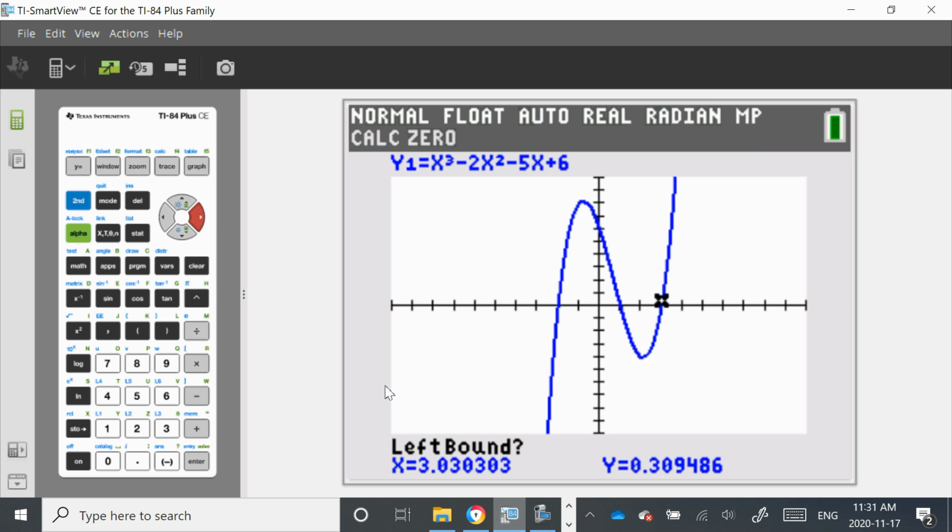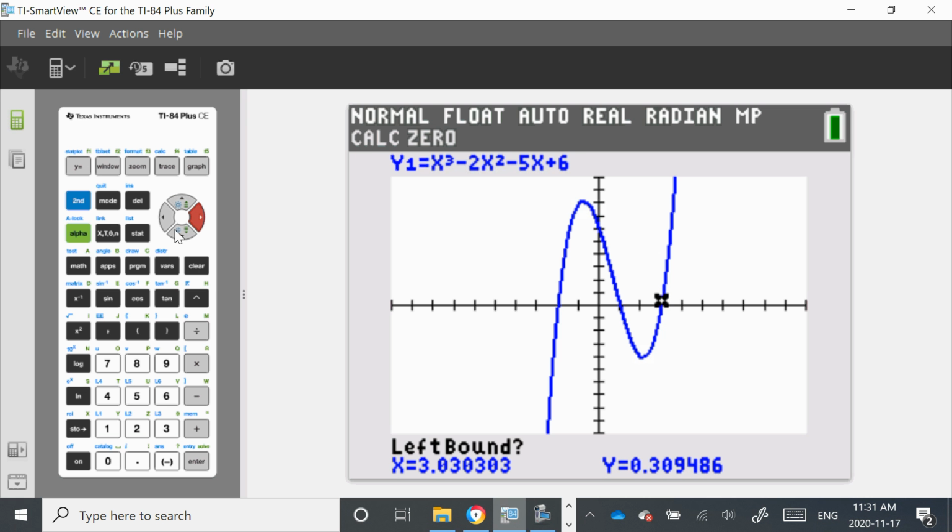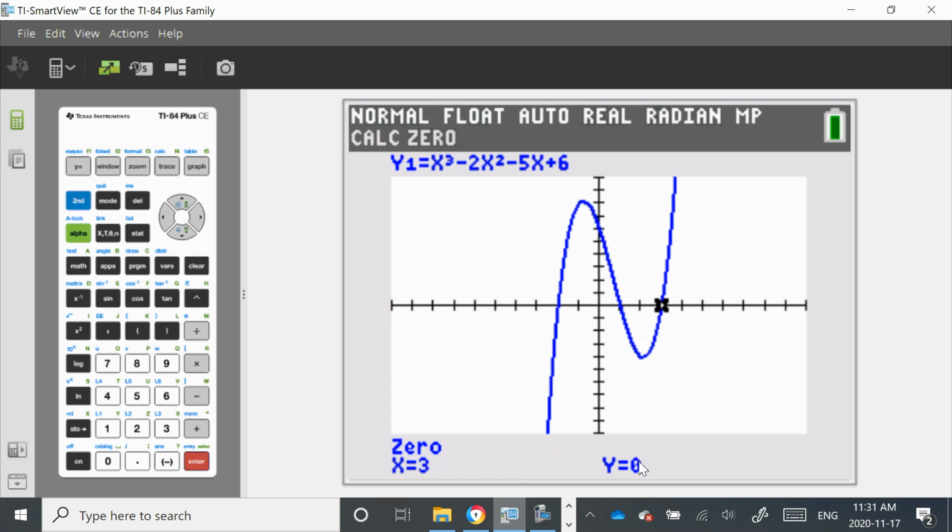Okay, I'm close to the 0. I always go left of the 0 first, which would be there, and I go back to my 0, and it wants me to go now right of the 0, so I'm going to go above it by hitting the right button, enter. Guess means enter again. That 0 is at x is equal to 3. Okay.